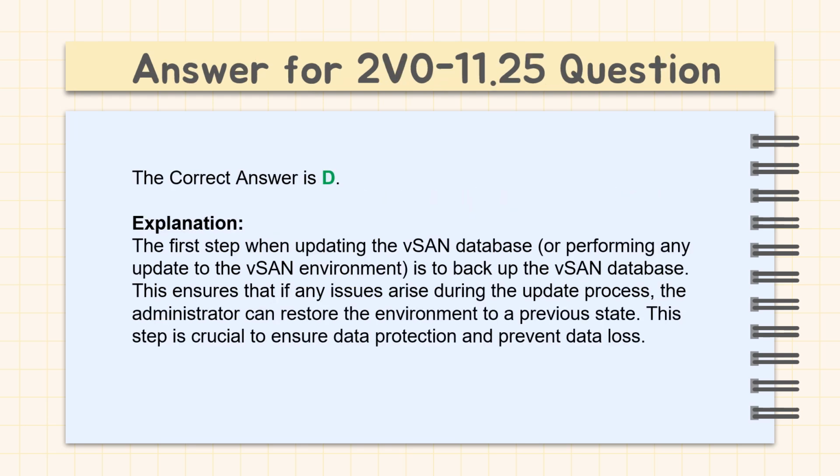The first step when updating the vSAN database, or performing any update to the vSAN environment, is to back up the vSAN database. This ensures that if any issues arise during the update process, the administrator can restore the environment to a previous state. This step is crucial to ensure data protection and prevent data loss.